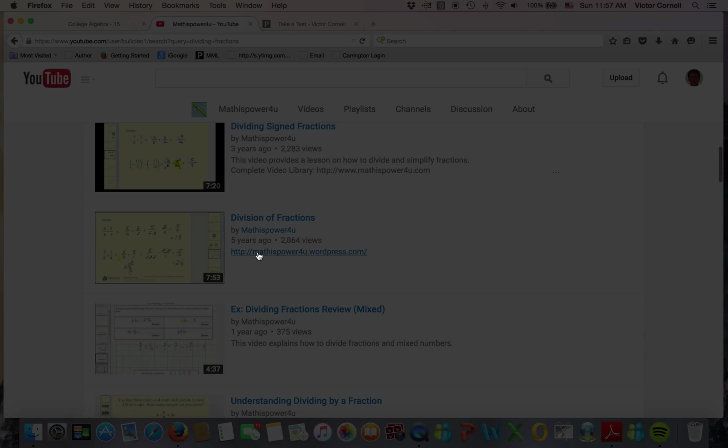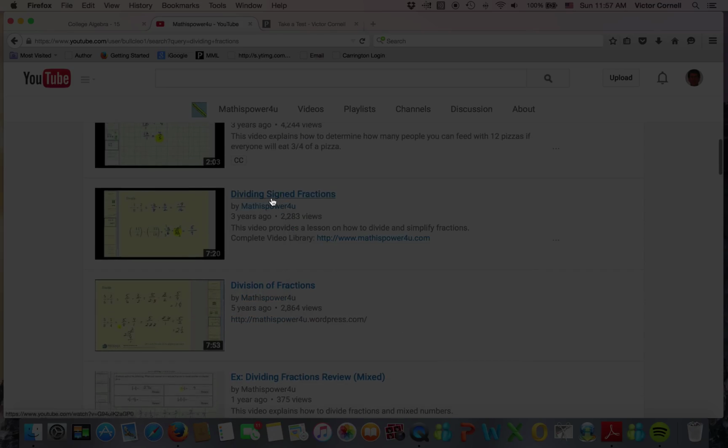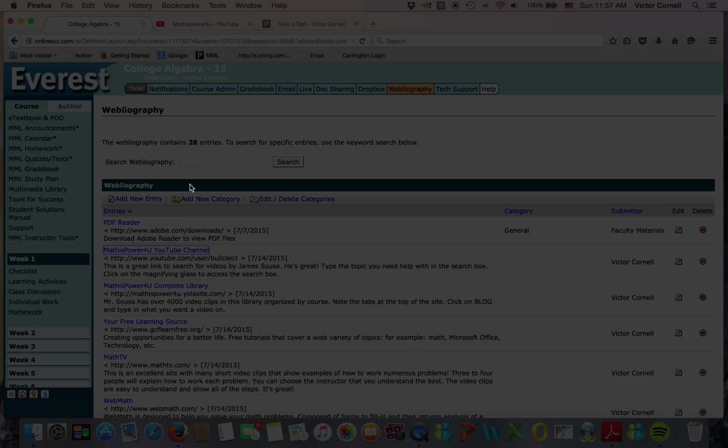You can see they're a little bit longer. This one right here is divide, when we get into positive and negative numbers, so that's what that'll help with, dividing signed fractions. Anyway, that's Math is Power for You. But you got to check out the Webliography. There's great sites in there. But the main reason I wanted to do this little video was because some people can't find the assignment.